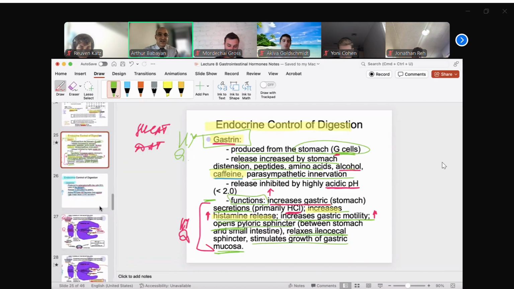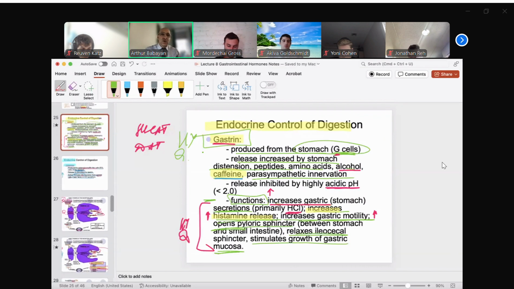Absolutely not necessary. What does gastrin do? Gastrin is produced by the stomach G cells and released by the stomach in response to peptides, amino acids, alcohol, caffeine, and parasympathetic innervation. It is inhibited by highly acidic pH. Its function is to increase gastric secretion.